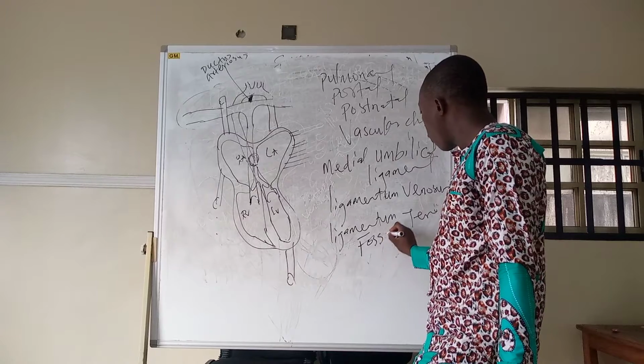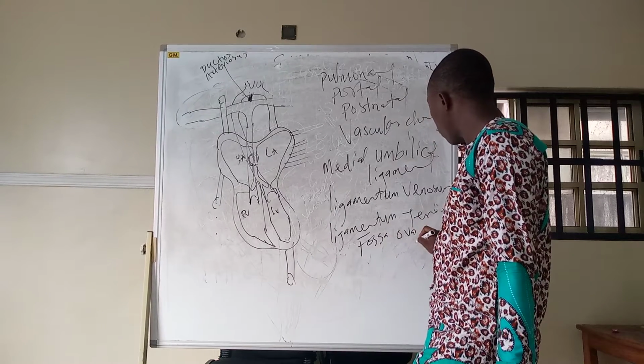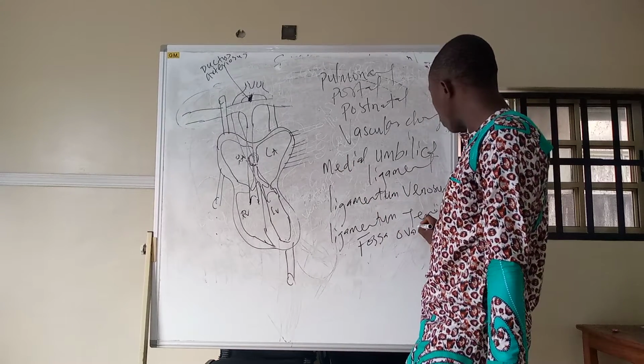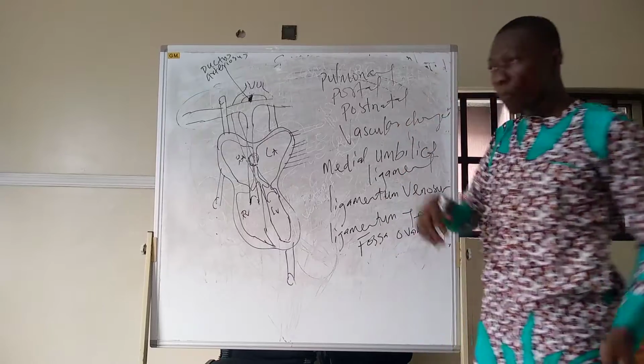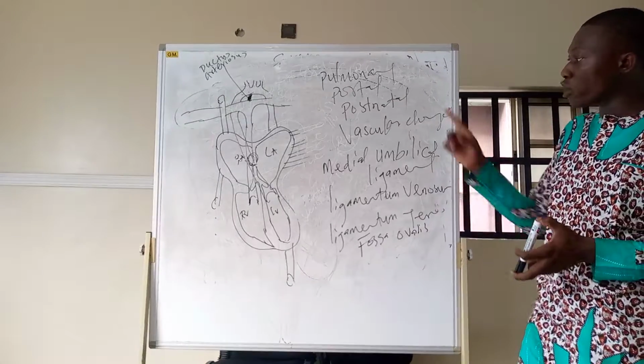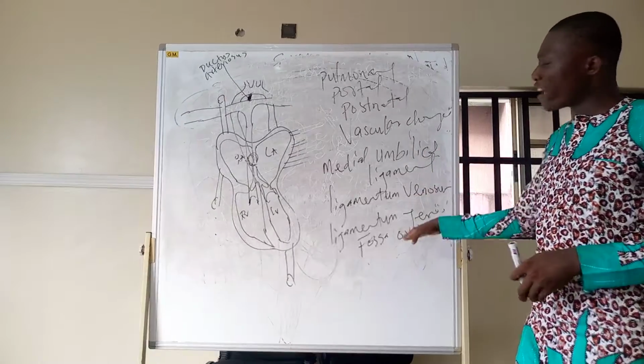Now, number 4, foramen ovale closes, and the little tissue that you see in that place is called fossa ovalis. That means the foramen ovale is closed and the tissue left is called fossa ovalis. If you open your heart now, what you should have in place of that is fossa ovalis. This is the fastest to close.